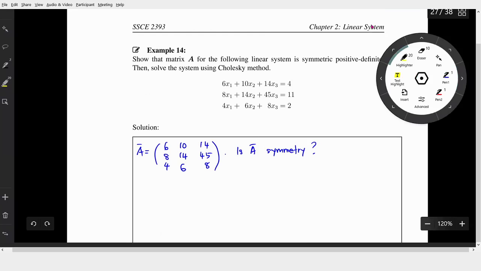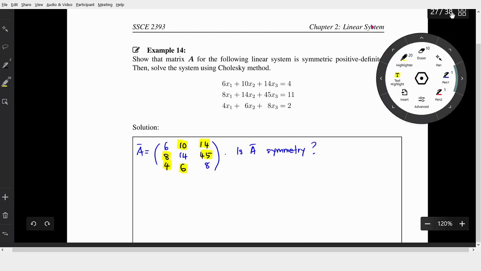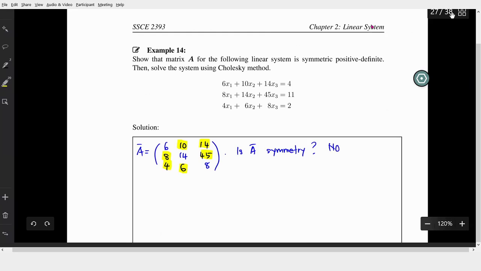Not quite. If it is symmetric, then the elements at opposite positions must be the same. 4 and 14 should be the same. 6 and 45 should be the same. So this one is initially not symmetric. So what do we need to do? We need to rearrange if possible. If it is not possible, then we cannot use the Cholesky. So, rearrange.